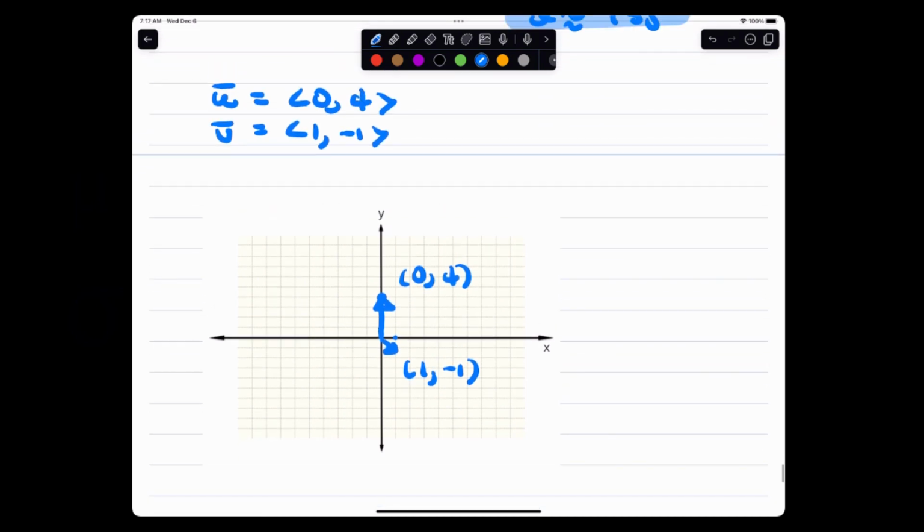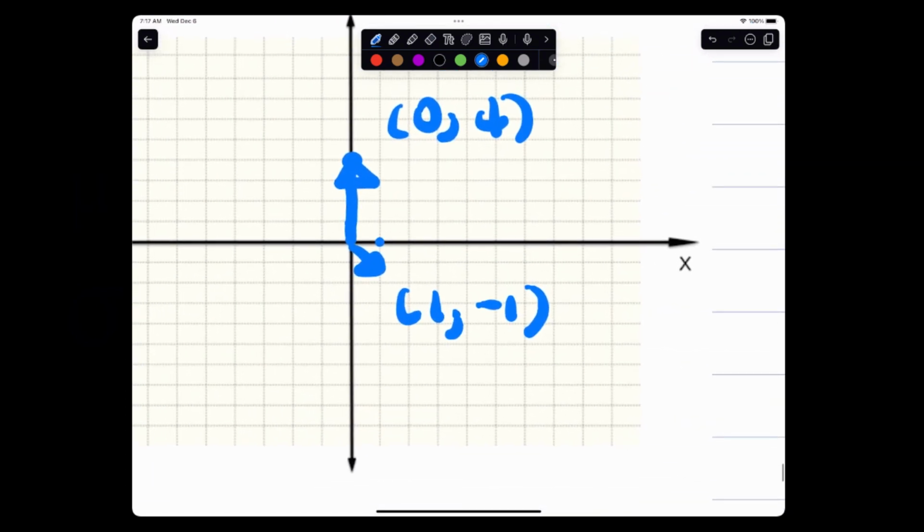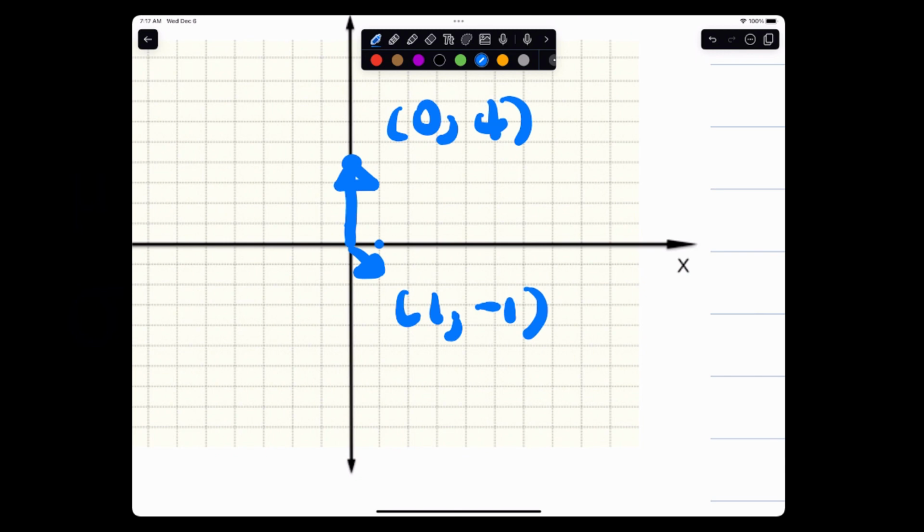But the angle between them, they said, is what? 135. So let's think about this. Is that the shortest angle between the two vectors? 135 degrees. What are they actually saying? This angle is the theta we're looking for. That's the shortest angle. Is that true? Is that 135 degrees?